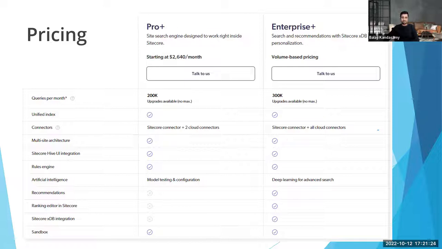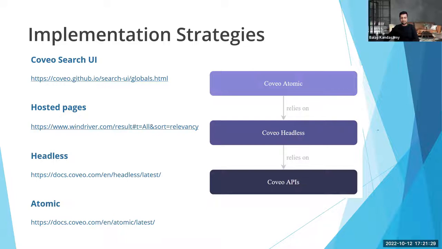Implementation strategies. First and foremost, they were doing it with Coveo Search UI, which is nothing but a simple JavaScript library. You can just include that. In MVC, when we do it with components, that's what they do. It's just JavaScript, and you can instantiate an entire client-side Coveo interface. That is still being used.